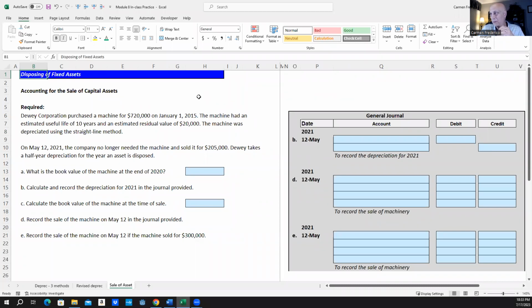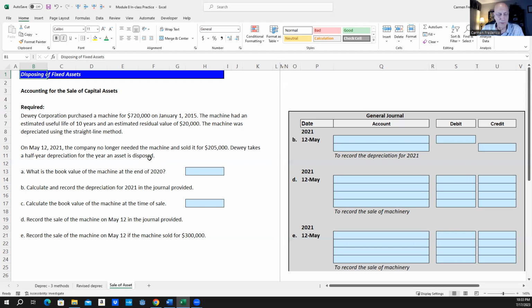Example: Dewey Corporation purchased a machine for $720,000 on January 1st, 2015. The machine had an estimated useful life of 10 years and an estimated salvage value of $20,000. The machine was depreciated using the straight line method. On May 12th, 2021, the company no longer needed the machine and sold it for $205,000. Dewey takes a half-year depreciation for the year an asset is disposed.